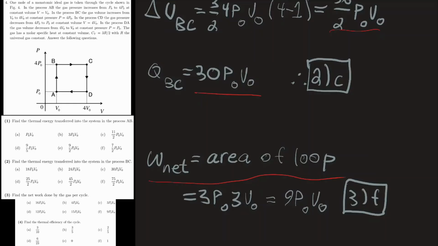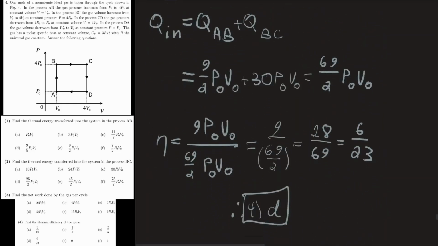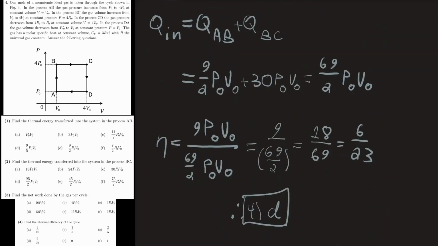Now last is part 4, which says, find the thermal efficiency of the cycle. So the thermal efficiency of a thermodynamic cycle like this is equal to the net work done divided by the thermal energy put in. So we just found the net work. And we also already found the thermal energy put into the system in processes AB and BC. An important thing to realize is that that's all the thermal energy put into the system, because both processes CD and DA do not gain more thermal energy, they lose thermal energy.